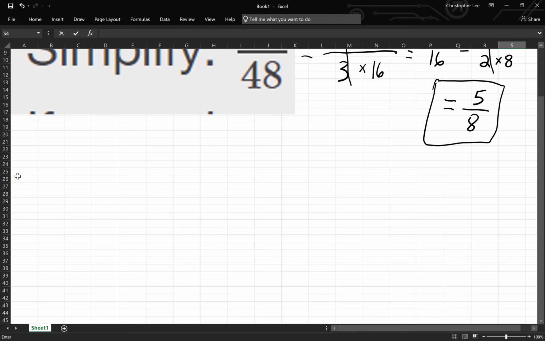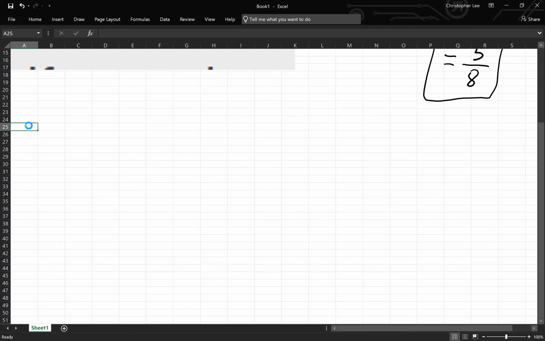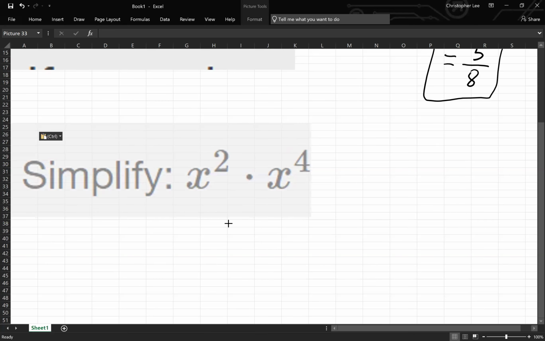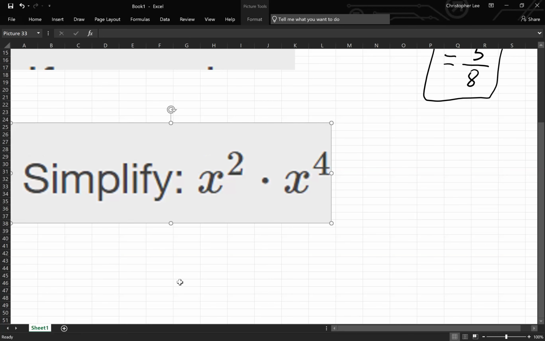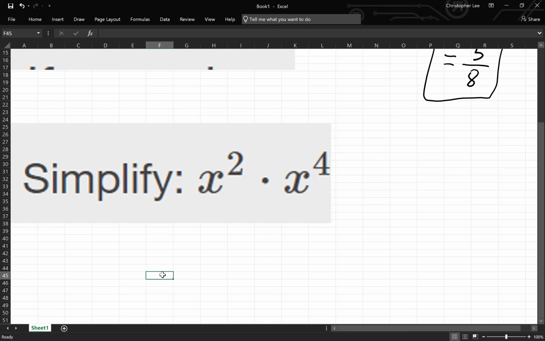All right, let's take a look at another one. A little blast from the past. So I have this expression right here. It's our exponents: x squared times x to the fourth. Who remembers, when I multiply exponents, what do I do to their powers? What operation? When I multiply exponents, what do I do to the powers?